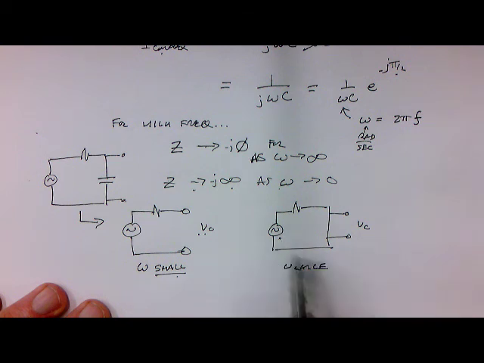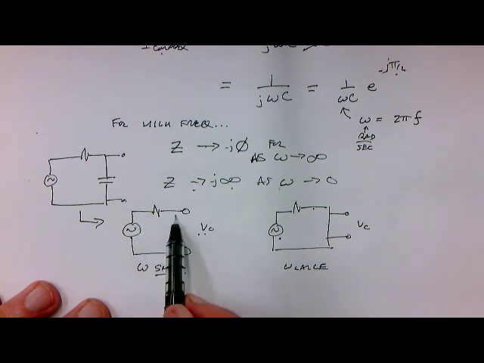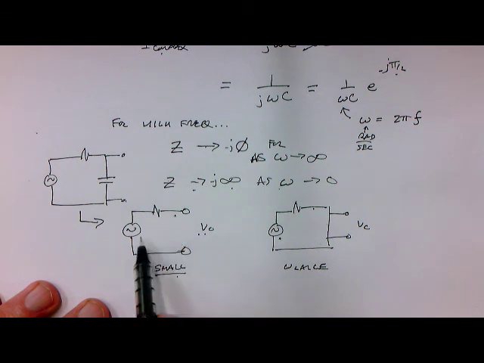At very high frequencies the output goes to 0, since it's a short here, and all the voltage drop is across the resistor. I'm not quite sure why the small frequency circuit has a voltage output that's the same as the input. Well, I can't have any current flowing in it, right? Since there's no current, there's no voltage drop across the resistor. Therefore, the voltage drop from here to here must be equal to the voltage drop from here to here.